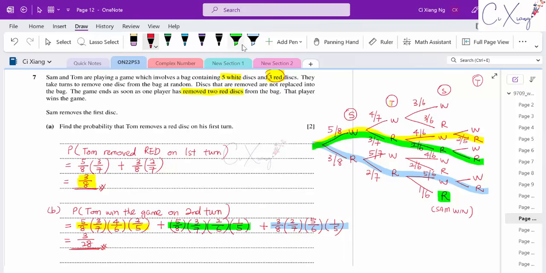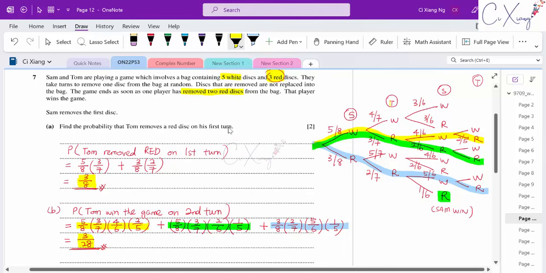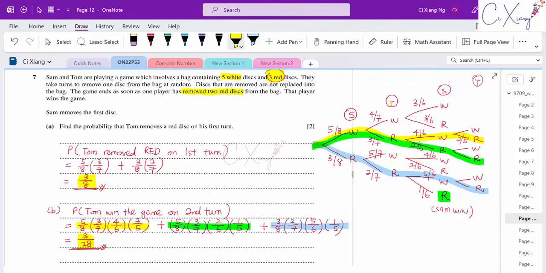Okay, so this is the answer for part B. Basically, I still refer to the tree diagram to help me visualize how to get the result that the question wants. Okay, and let's continue to part C.